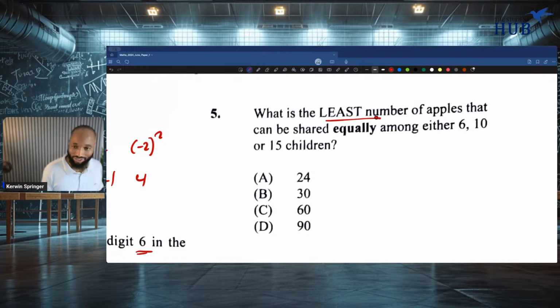What is the least number of apples that can be shared equally among? So anytime you see this, you know that's LCM.